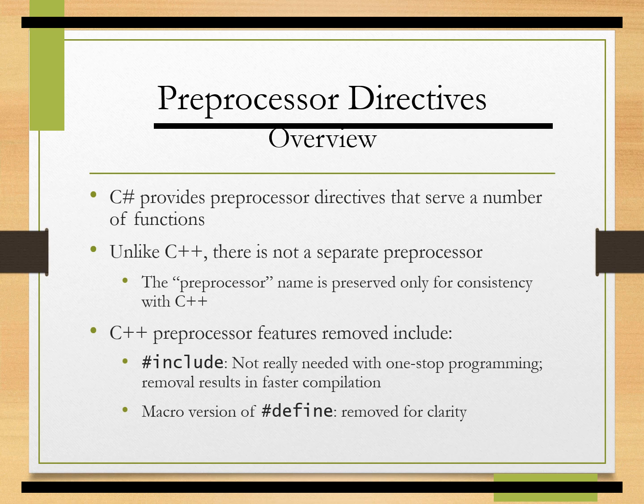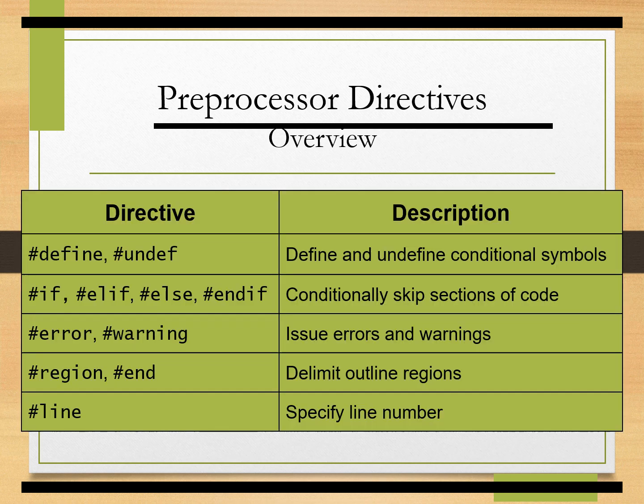C# provides preprocessor directives that serve a number of functions. Unlike C++, there is no separate preprocessor. The preprocessor name is preserved only for consistency with C++. The C++ preprocessor functions like include are not really needed with the modern programming, and removal results in the faster compilation of the code. Macro versions that define are removed for clarity.